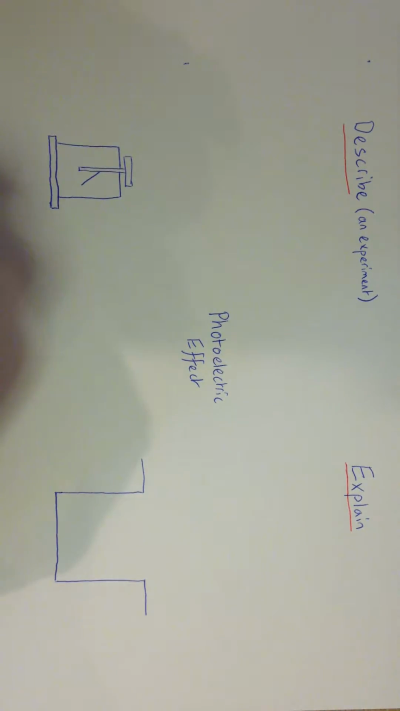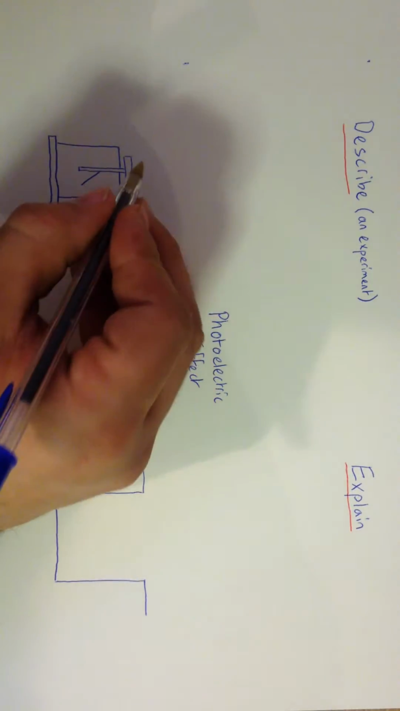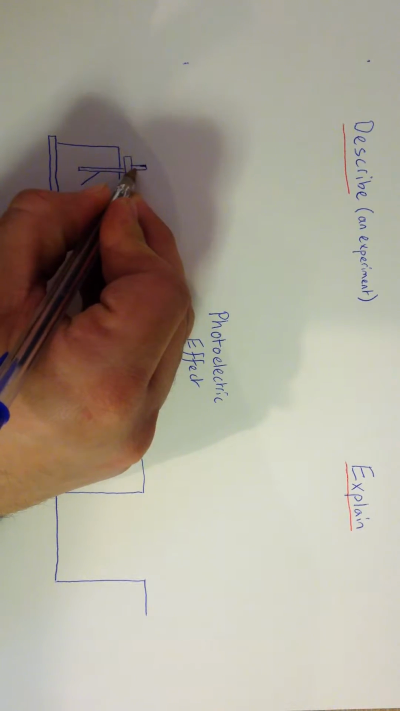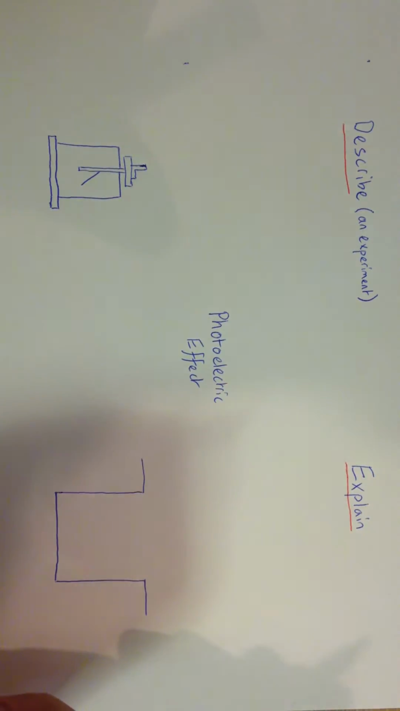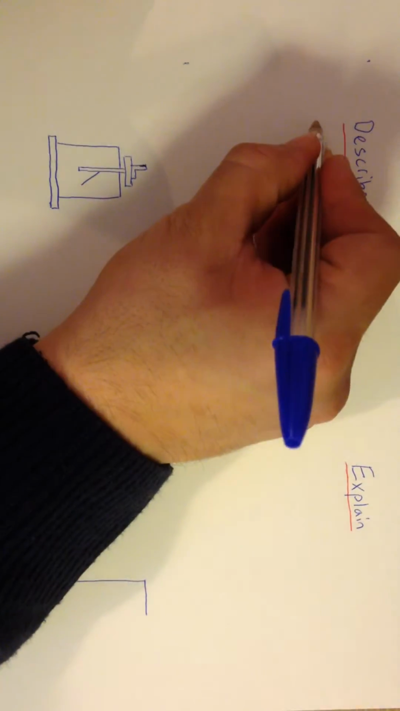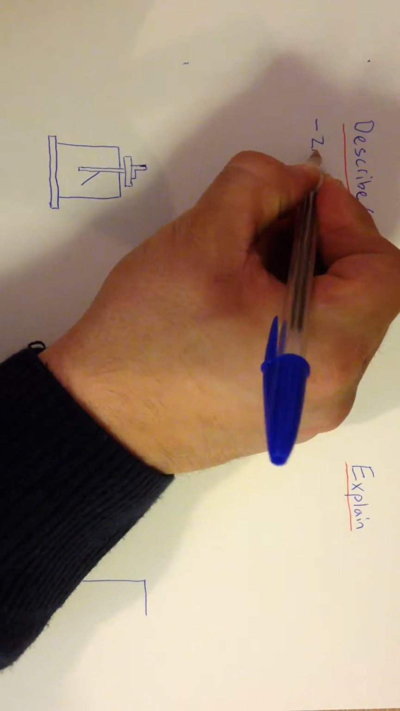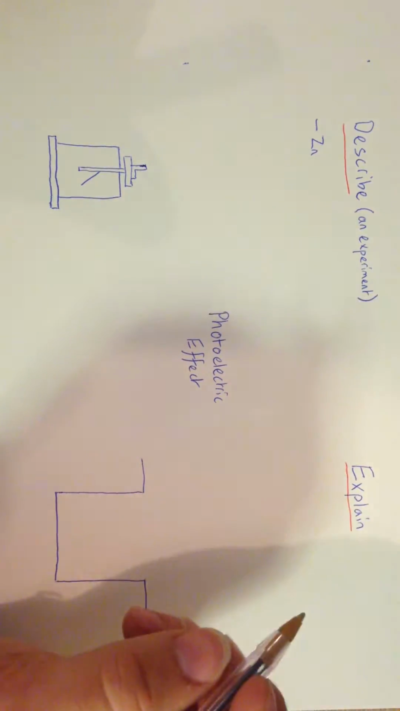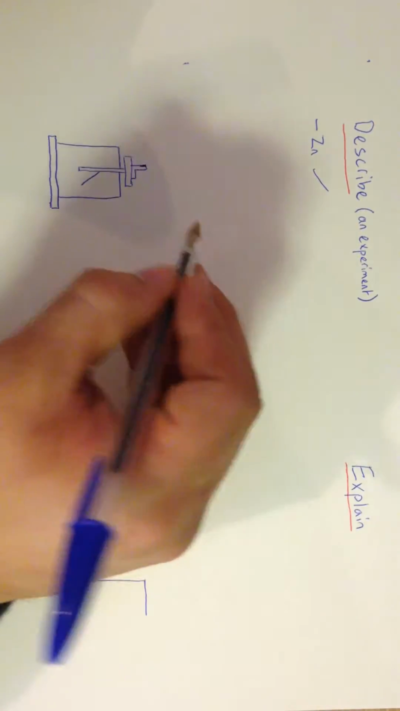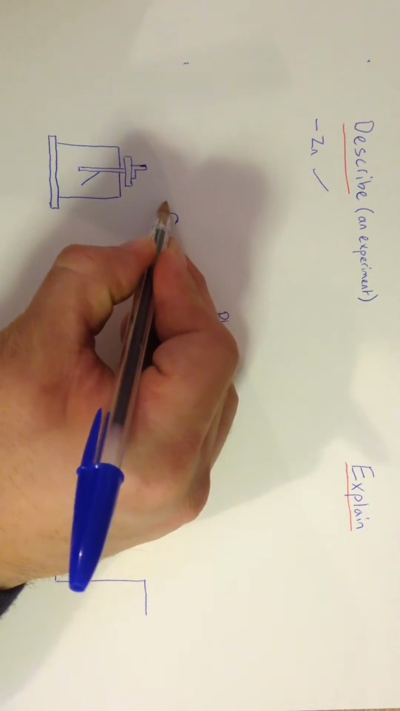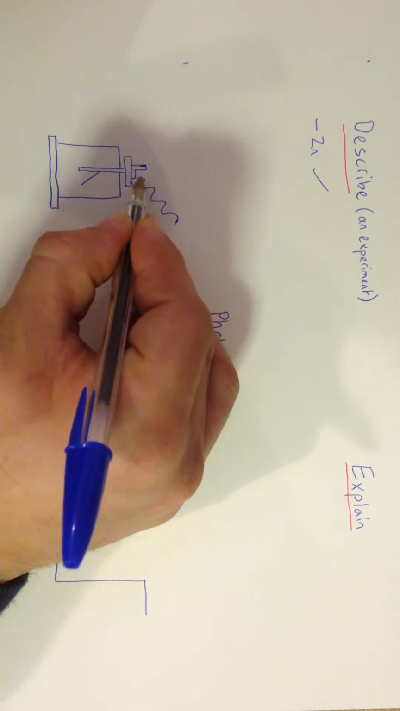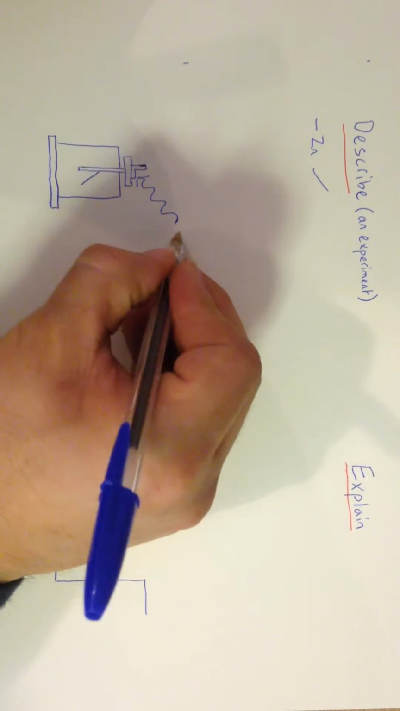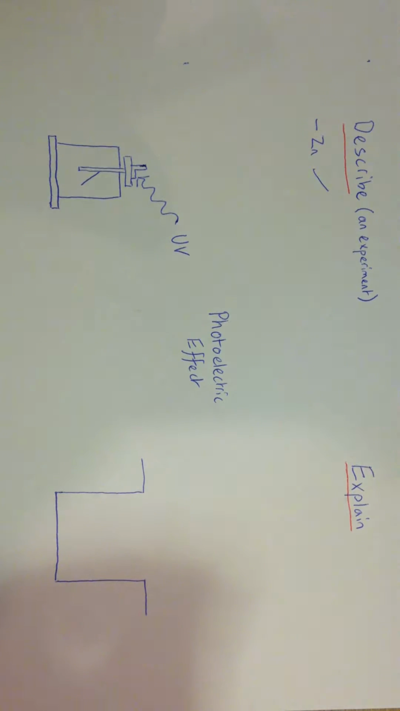experiment. The idea being that you start off with a clean piece of zinc metal on the top of the electroscope. So that would be 1 mark in an exam. Then what we do is we shine UV radiation onto that piece of zinc metal, and that would be a mark.